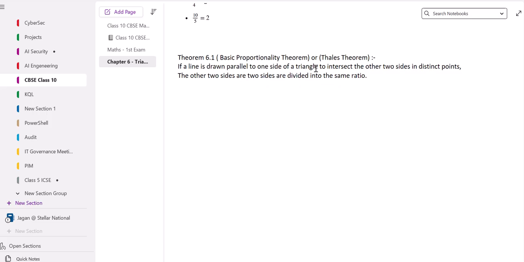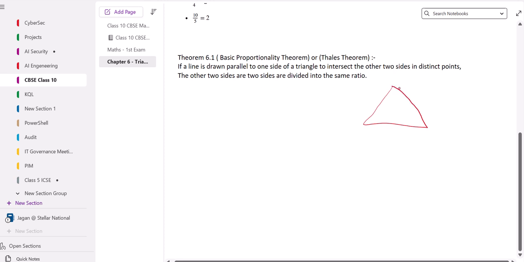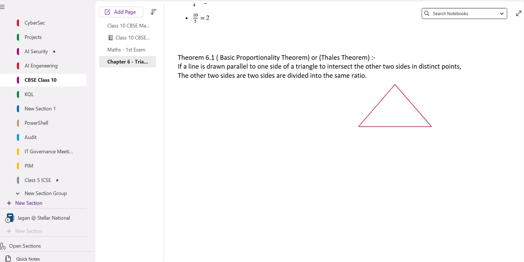Now in this we have a triangle. First draw a triangle. So if a line is drawn parallel to one side of the triangle, draw a line parallel to one side of the triangle. So one side of the triangle, let's take this side.